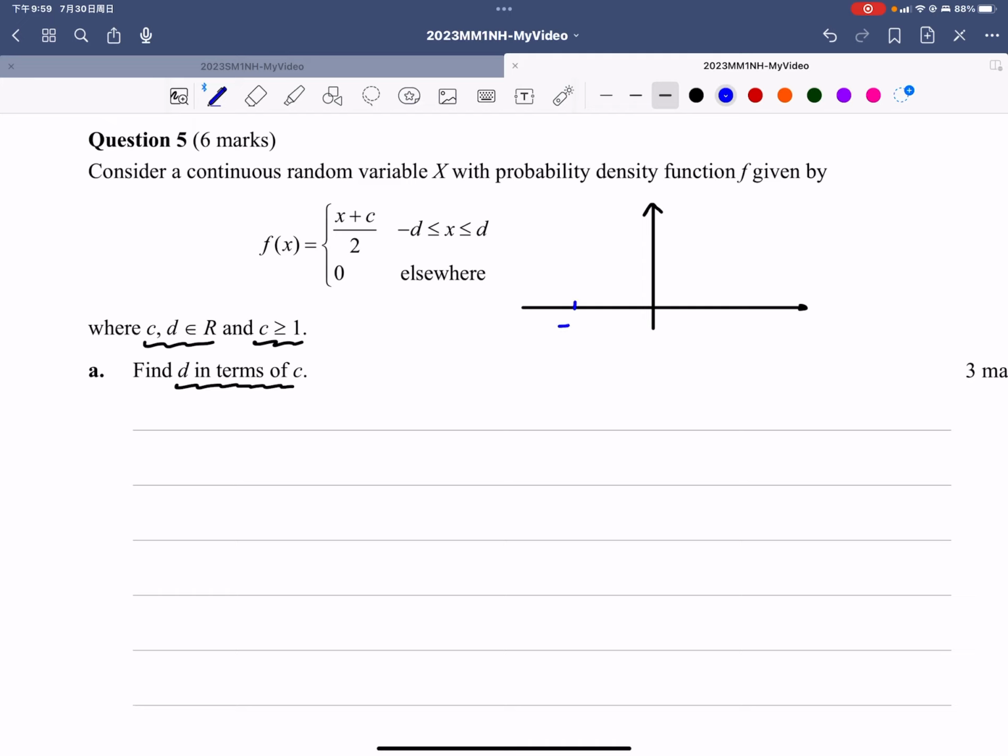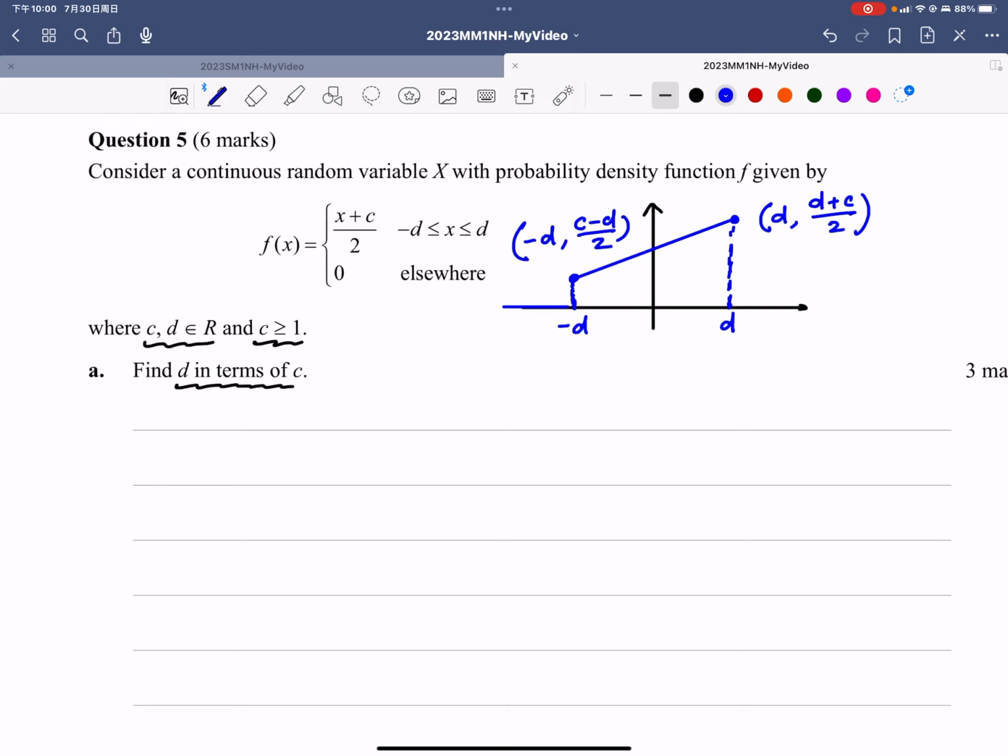Okay, so I could get a minus d here and a d here. Yes, nice, this is actually a straight line. If I'm chucking in x equals d, that would be (d plus c) over 2 as the right-hand side, the y coordinate. And if I chuck in minus d, that would be (c minus d) divided by 2. So actually, this is forming the shape of a trapezium, okay?